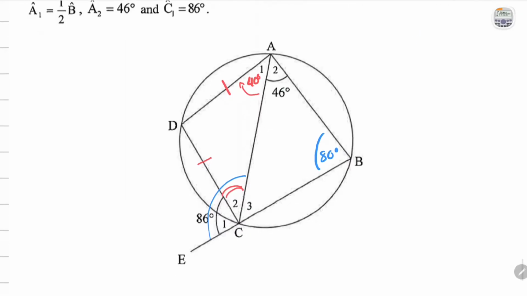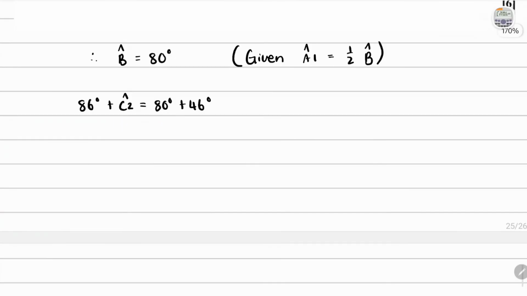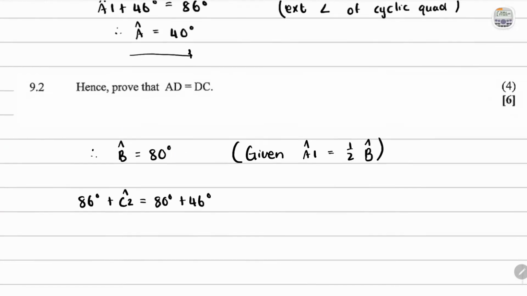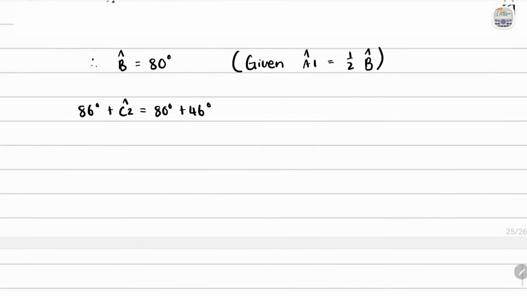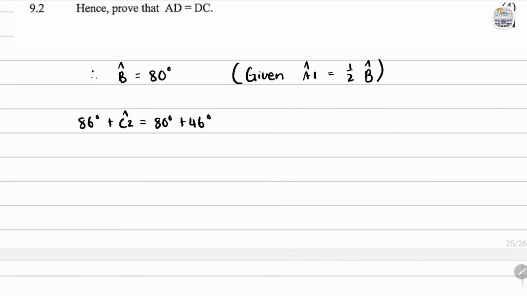We can now use the exterior angle of a triangle to find angle C2. Because we have this triangle over here, the exterior angle of a triangle will always be equal to the sum of the two opposite interior angles. So add this angle with this angle, and you should get this entire angle, which is 86 degrees plus angle C2. So 86 degrees plus angle C2 equals 80 degrees plus 46 degrees. That's what we have over here. And the reason for that is the exterior angle of a triangle.